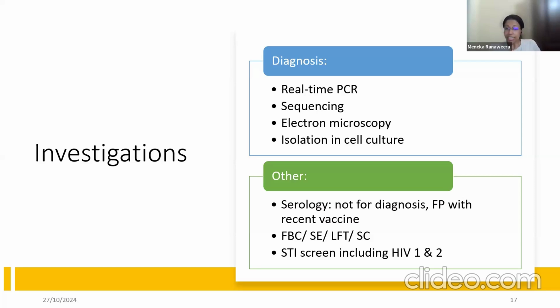As I mentioned about the complications, it's important to do supportive tests. And then this is really important, STI screening, including HIV 1 and 2, because especially if the patient is immunocompromised, we can expect severe disease. So it's very important that STI screening is done.